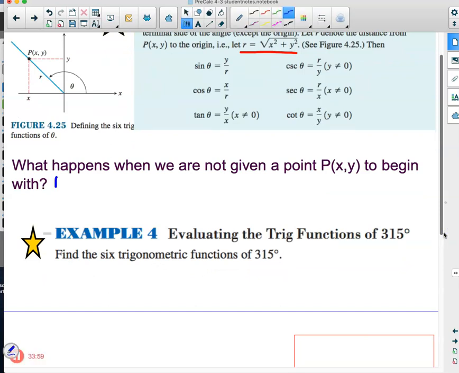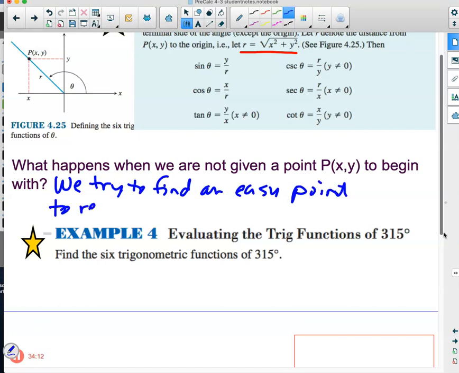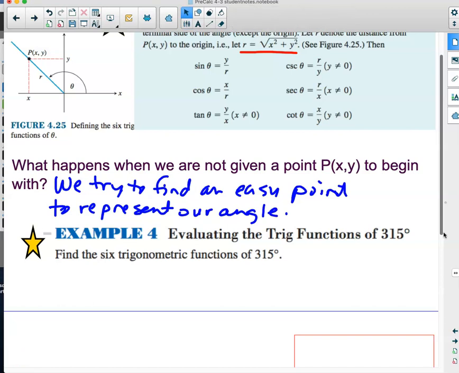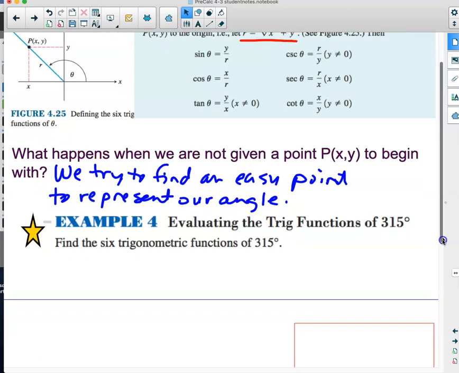an easy point to represent our angle. Doesn't always happen, but it does happen a lot. And that's because we want to focus so much of our energy on those special angles that we know about, the 30, the 60, the 45, and then of course any of those quadrantals.